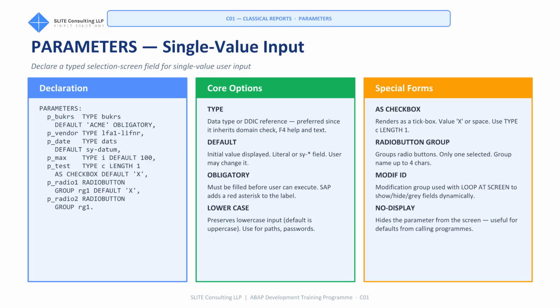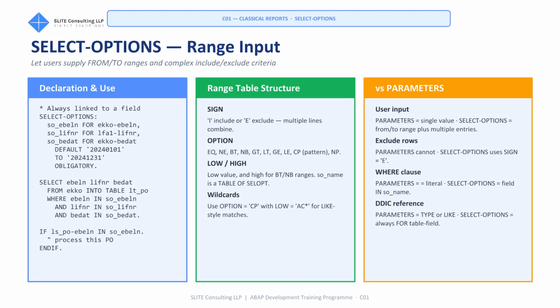DEFAULT provides a pre-filled starting value. OBLIGATORY adds a red asterisk and prevents execution if the field is empty. LOWER CASE preserves lowercase input, essential for file paths or passwords. AS CHECKBOX renders the parameter as a tick box. RADIOBUTTON GROUP groups radio buttons. Only one in the group can be selected at a time. MODIF ID assigns a group identifier used with LOOP AT SCREEN to dynamically show, hide, or gray out fields based on other selections. SELECT-OPTIONS gives the user a range input, a from value and a to value, plus the ability to add multiple individual values, ranges, and exclude criteria, all in one control.